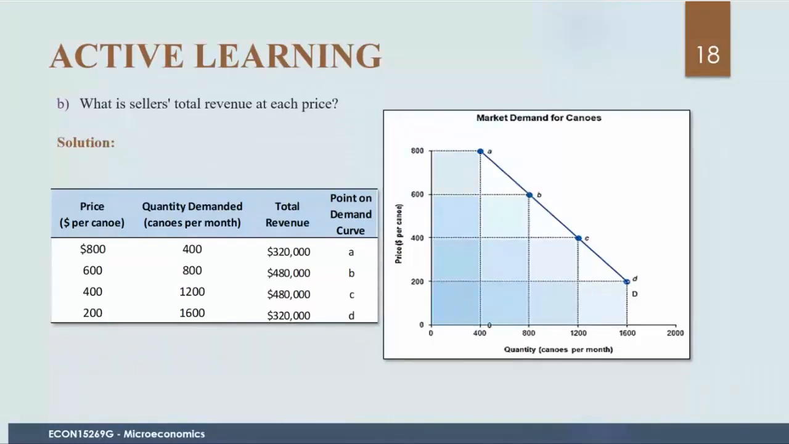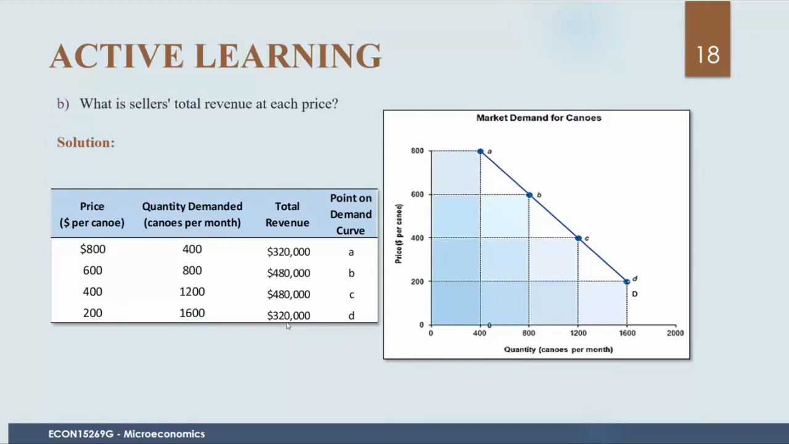If we do that for each of these prices, we'll get this total revenue column. So 600 times 800 is 480,000. 400 times 1200 is 480,000 as well. When the price is 200, we'll sell 1600, so we would get a revenue of 320,000.